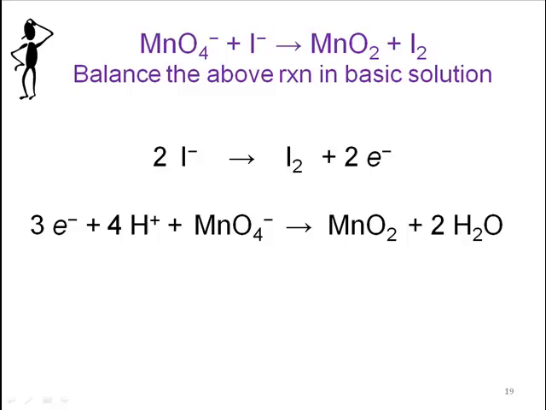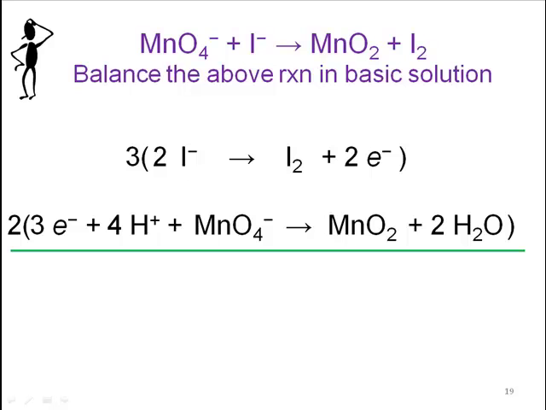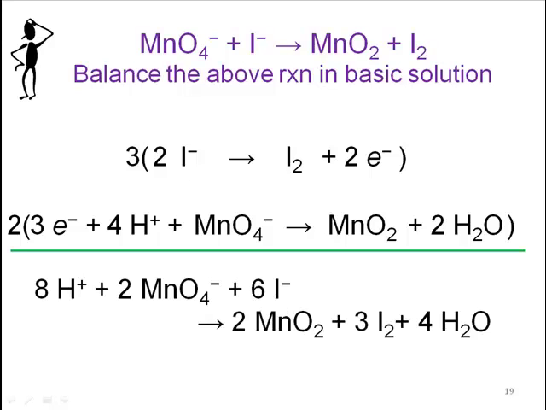Now we have to equilibrate out the electrons. They are not equal, so what do we have to multiply the first equation by to get the same number of electrons? 3. So multiply this one by 3, that one by 2. So the top one by 3, the bottom one by 2. With our multiplication, the electrons cancel because 2 times 3 is 6. We got 2 iodides, 2 times 3 is 6 iodides.